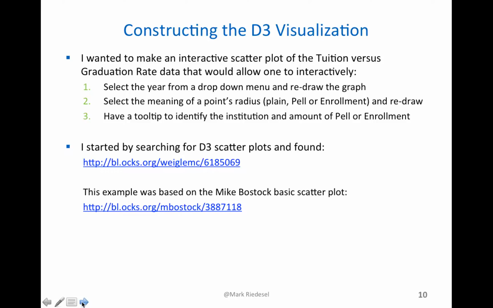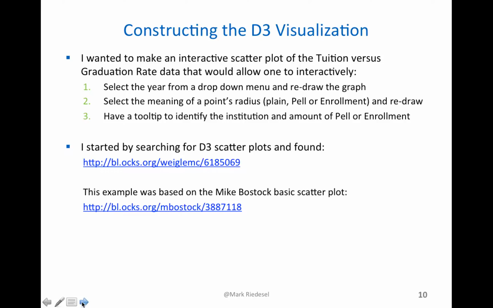So what I wanted to do was to make an interactive plot where I could select a year from a drop-down menu and then redraw the graph with the new data, and select the meaning of the point's radius, either just a point for each institution, the amount of Pell Grant money it got, or its total enrollment, and then redraw after you made that selection. And I also wanted to have a tooltip to identify the institutions, because that's one of the main things that's missing on the static plot, that you can't tell which institution is which unless you really go and look it up.